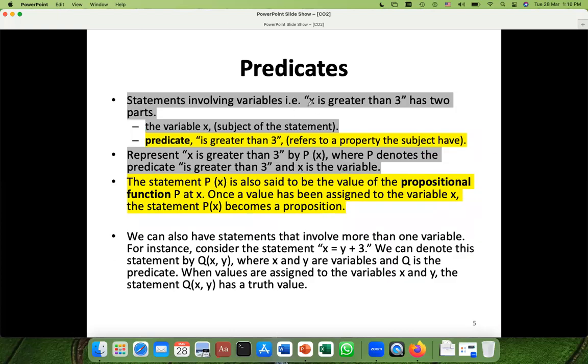Here, when X is greater than 3, I told you that this X is the variable, and is greater than 3 is the predicate. And for that predicate, to represent that sentence, we can use P of X. Now what is the meaning of this P of X? X and the P is this one, is greater than 3. So X is greater than 3.